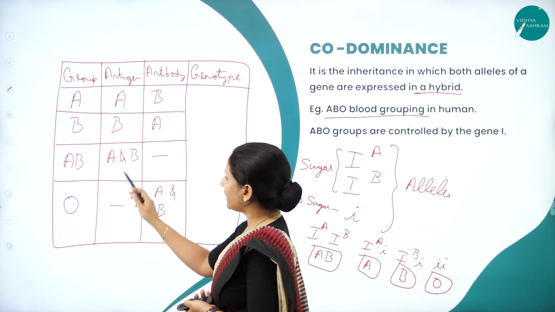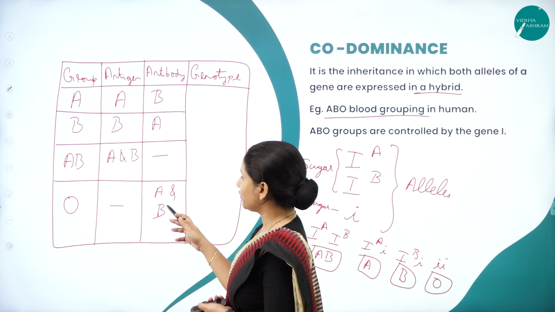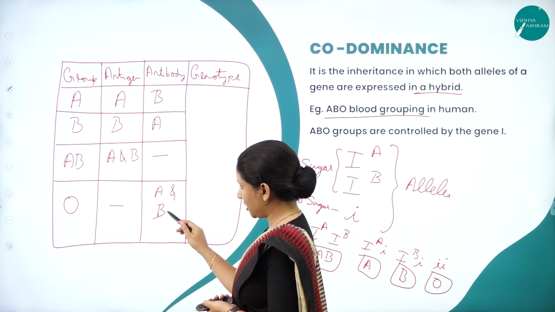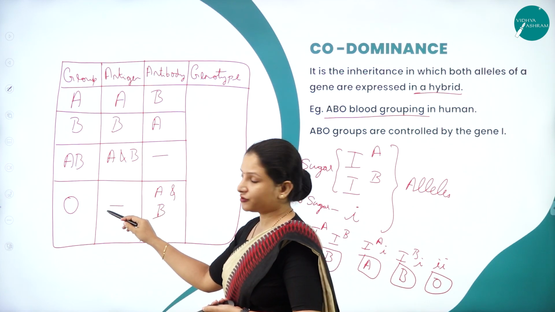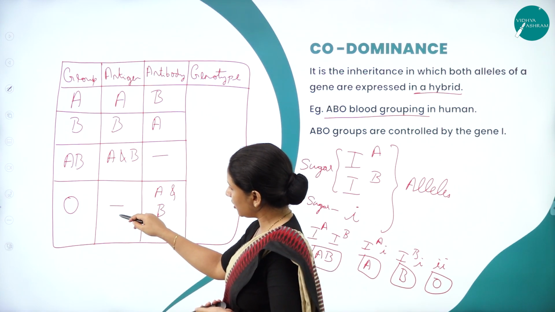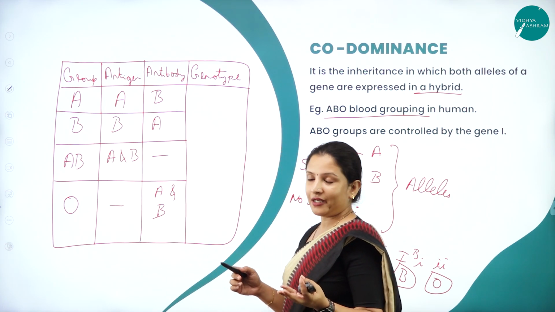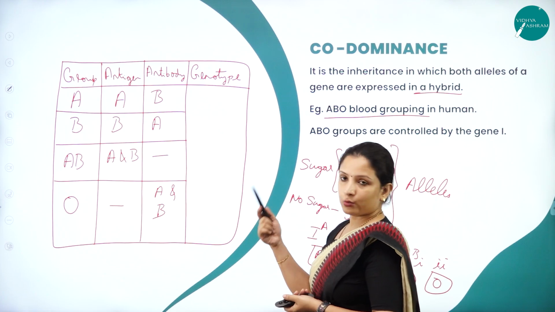Now, O cannot have any antigen because it will have the antibodies A and B. So if it is having A and B antibodies here, then it can't have the antigen. If it has A and B antigen here, then clotting of blood can occur. So very well our bloods are designed, right? So that is how the grouping will happen.